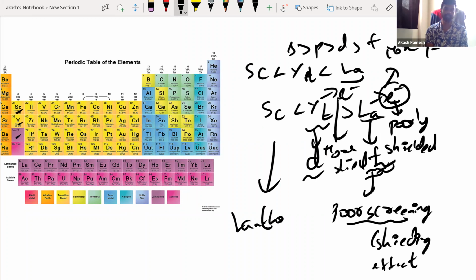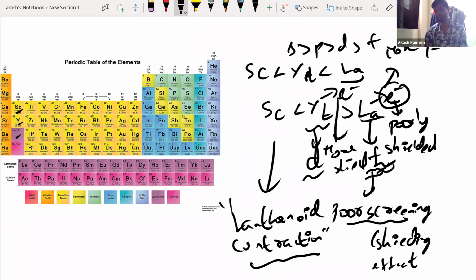Okay, so this is a very, very important problem, and this entire thing is what is called lanthanoid contraction. Have you ever heard this term? Did they teach you this term in school, lanthanoid contraction? Did you see this term, guys? Anybody remembers this term, or did they even tell you this in school? Yes, no? No, sir. Okay.